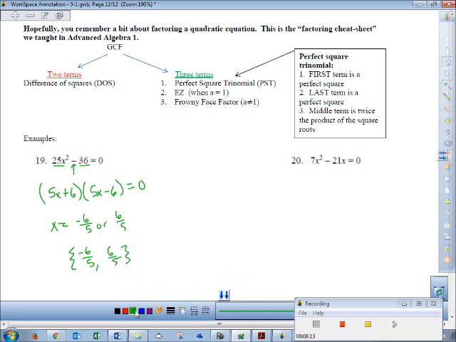And the last one here is the one that gets messed up the most. I don't know why, but it does. It's like people automatically think that this has got to be a difference of squares. Just because there's two terms, it does not have to be a difference of squares.